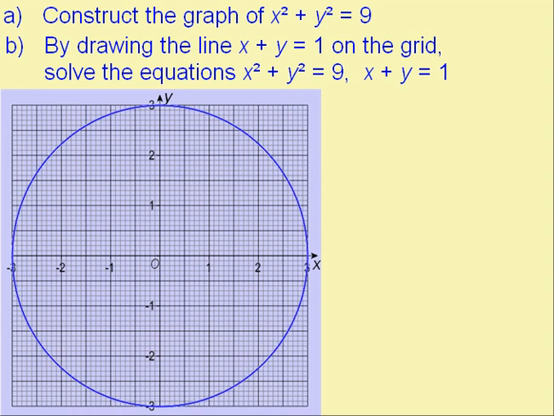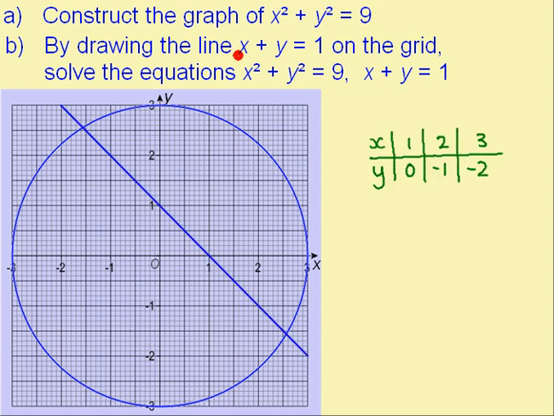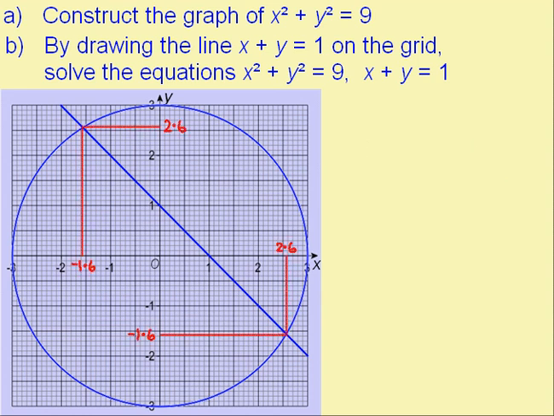This should be your answer for part A. From this equation here, you know that the radius squared is 9, so the radius of the circle must be 3. For part B, you should have started by drawing the line x plus y equals 1. That's this line here. You might have used a table to help you get some values. It doesn't have to look exactly like this, this is just an example. You then need to find the coordinates of the points where the line intersects with the circle.